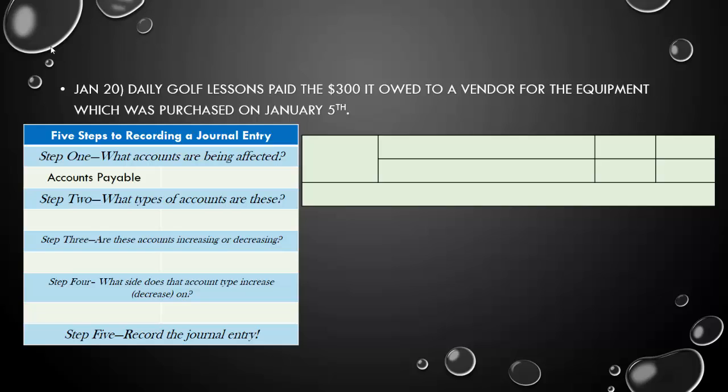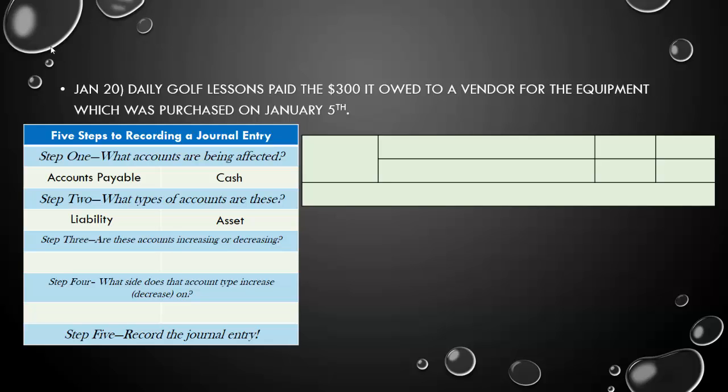We need to change the balance of our accounts payable. And since we're actually paying off our debt, what else has to be affected? Cash, because we're transferring it from our bank account to this vendor to pay off our debt to them. Accounts payable is a liability account, while cash is an asset. Accounts payable is the amount of money we owe to people.